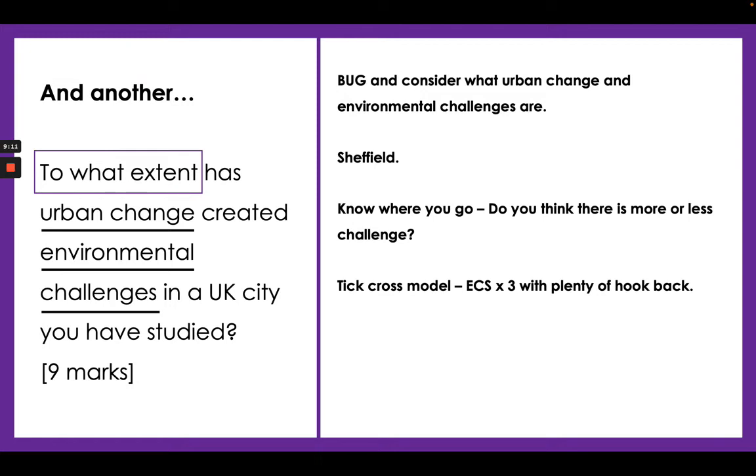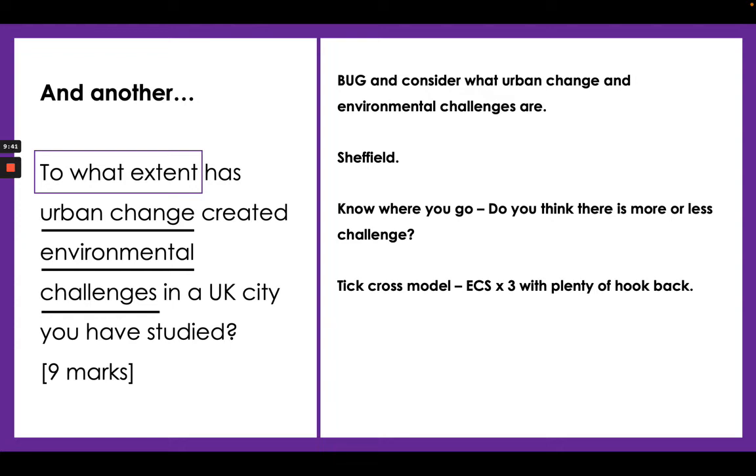Here you're thinking about, for my students, the tick cross model. So for me, I do believe urban changes created environmental challenges. So I would have a tick to say why I do believe it's created challenges. I would have a cross to disagree and maybe talk about improved green space in Sheffield. But then I'd have another tick to say why I agree with that conclusion. And my stretch on the ECS is always linking back to urban change or environmental challenges, or both.